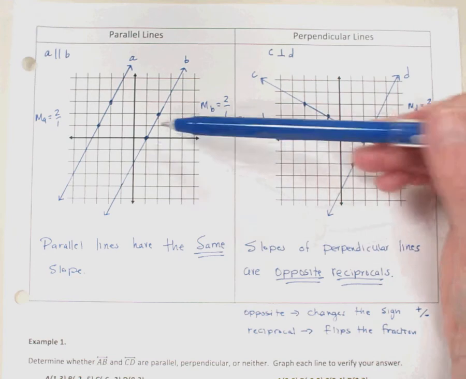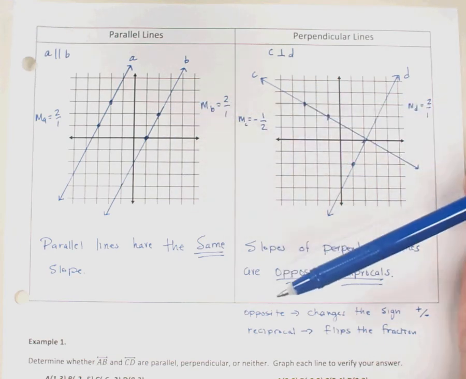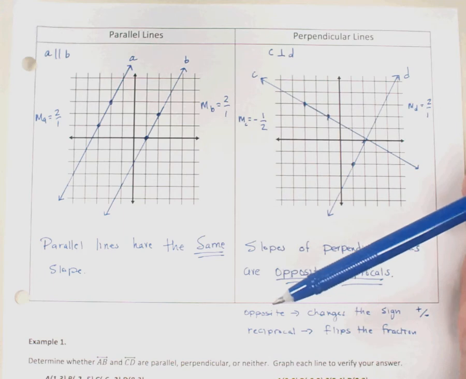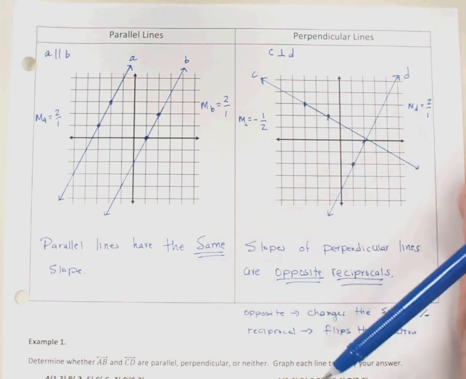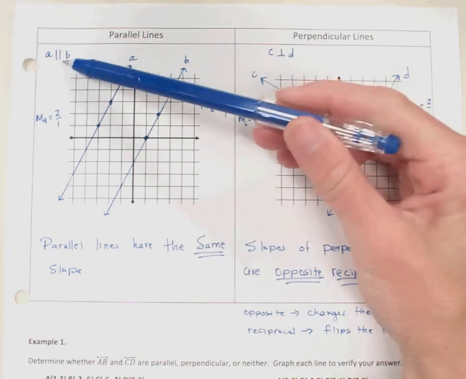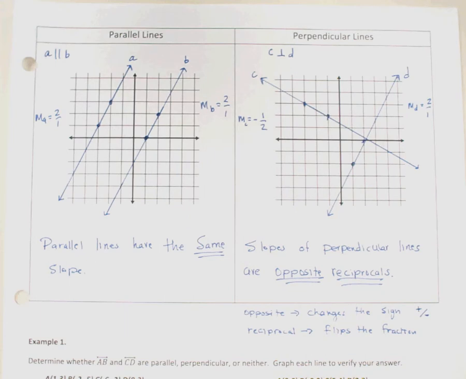The slope of line B, go up 2 and right 1, also has a slope of 2 over 1. So what we know is that parallel lines always have the same slope. And then we could state using symbols that line A is parallel to B.